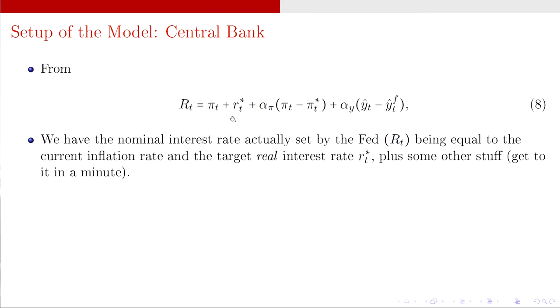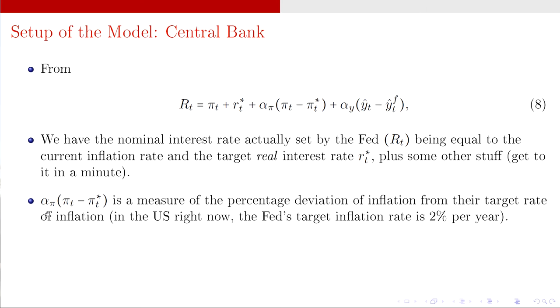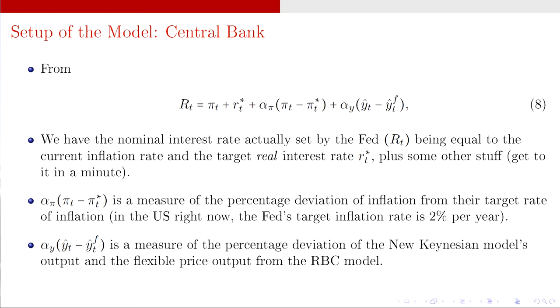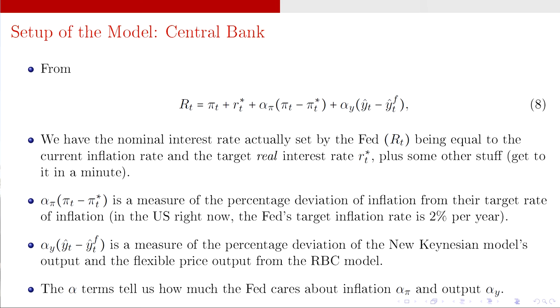The Taylor rule assumes that the central bank is incorporating stuff from its dual mandate, namely stabilizing inflation and trying to minimize unemployment, or in this case, minimize the output gap, right? The smaller that output gap is, ultimately the better off they are. So yes, this alpha pi times pi_t minus pi_t star is a percentage deviation of inflation from their target rate of inflation, which, like I said, in the US, the Fed's target inflation rate is 2% per year. Then we also have the percentage deviation of the New Keynesian model's output from the flexible price output from the RBC model. And these alpha terms tell us really how much the Fed cares about inflation, alpha pi, and output, alpha y.